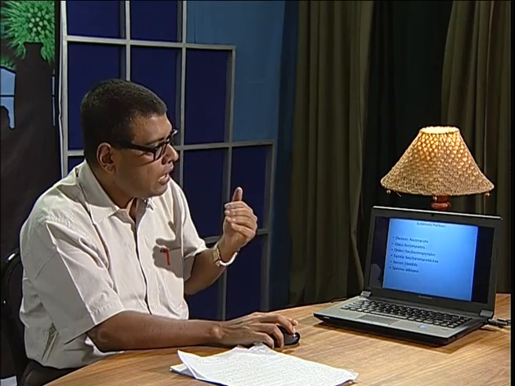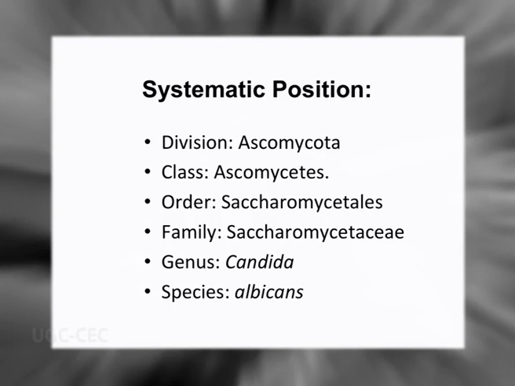Now coming to another very important group, the next higher group is Ascomycetes. Ascomycetes fungi, very common is the unicellular Candida. This particular Ascomycota actually is same as yeast. So they belong to Saccharomycetes. The family is Saccharomycetaceae and the genus is Candida, and there may be different species.